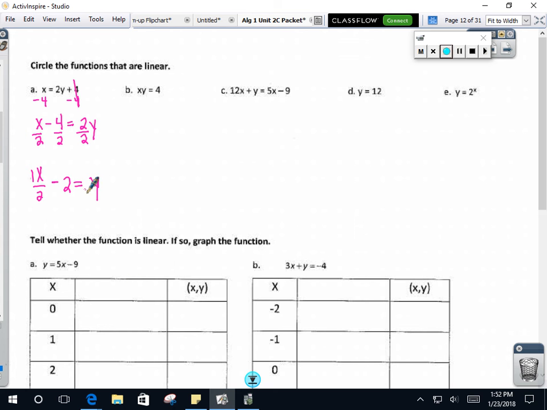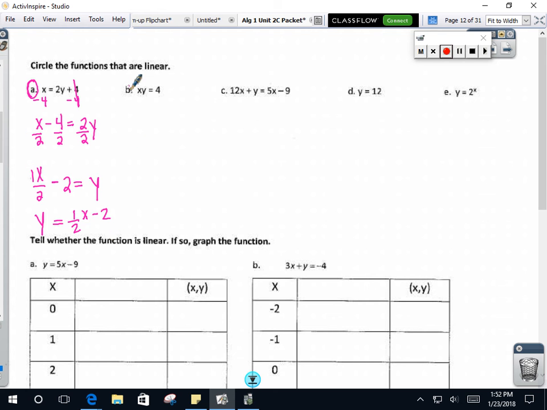And then, not that you absolutely have to, but you could use the symmetric property at the end just to flip-flop the sides. 1/2 x minus 2. So that's definitely linear because we were able to rewrite it into slope-intercept form.